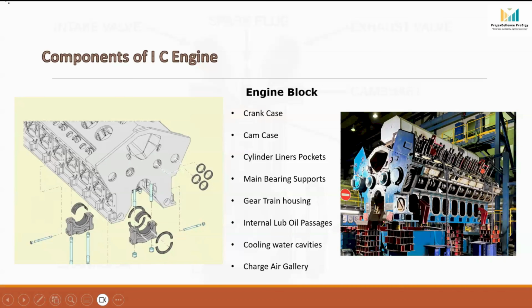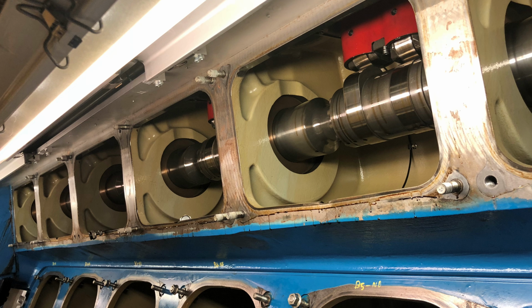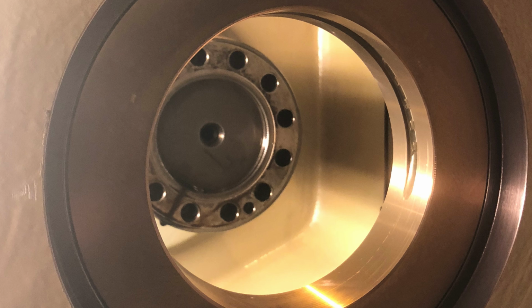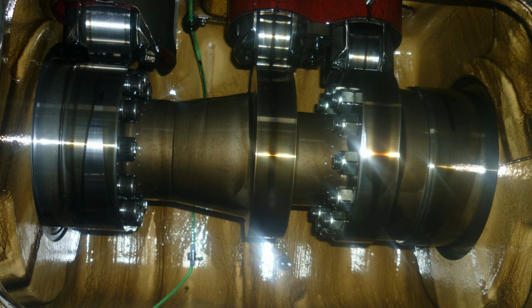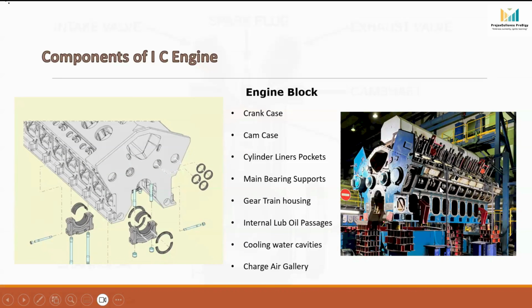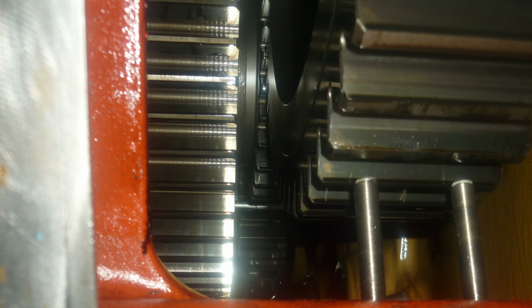Now, if we move upward, this section is called the cam case. Inside the cam case, the camshaft is installed. The camshaft rotates inside cam bushings and controls the opening and closing of inlet and exhaust valves at correct timing. It also guides the fuel tappet and helps in deciding the fuel injection timing. The camshaft gets its drive from the crankshaft through these timing gears or gear train arrangement.